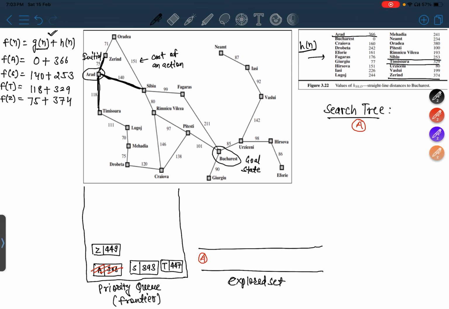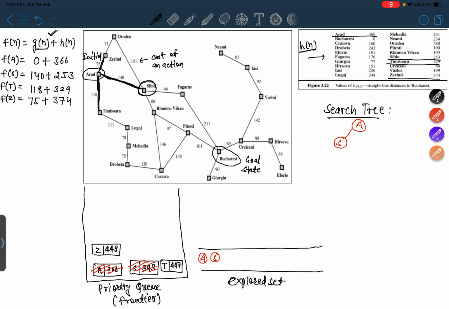449. So now that we have added all the successors, we'll check कि कौन सा successor है जिसकी cost value सबसे कम है, f of n. So we'll see that s is the successor with the lowest value. So we'll remove s, add it to the explore set, and add it to the search tree. So we have explored s.